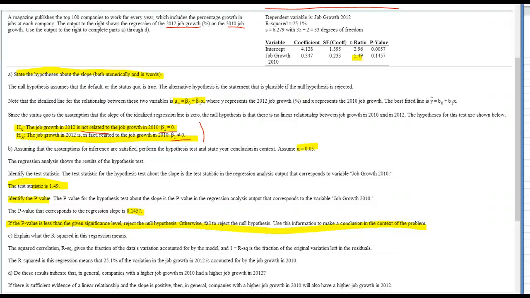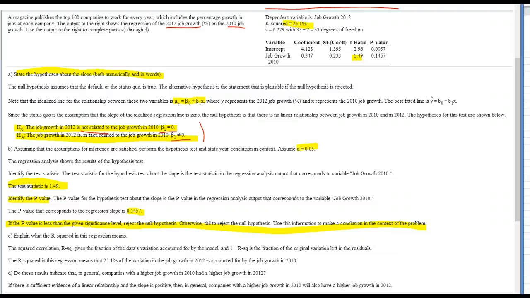Part C: explain what the R-squared value means. The R-squared value is the variation of the job growth in 2012. 25% of that is related to, or accounted for by, the job growth in 2010. That's what this R-squared value represents: how much of the change in Y you can account for by the change in X. In this case, it's 25.1%.